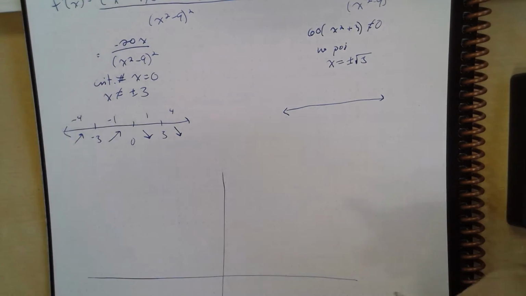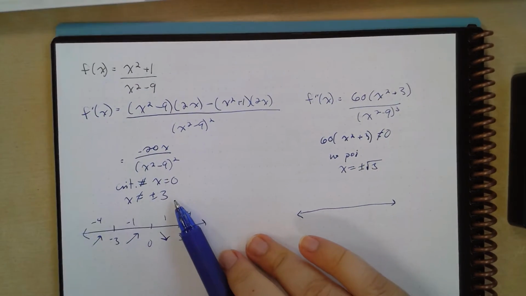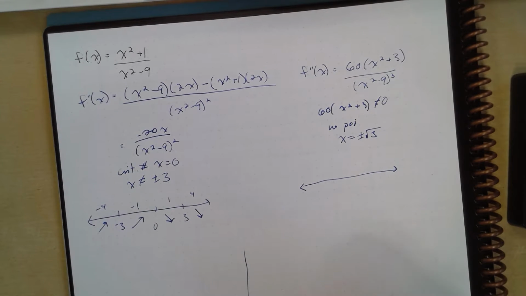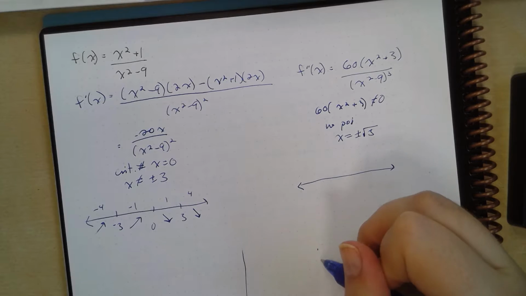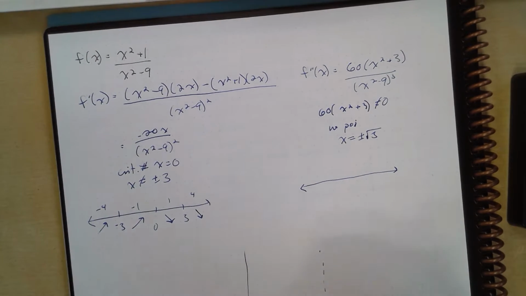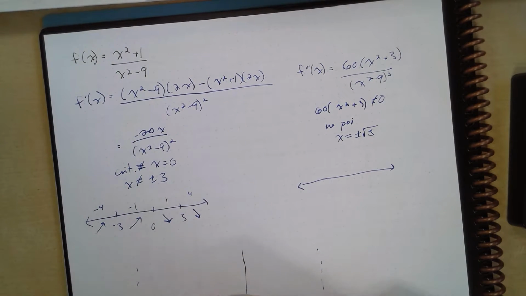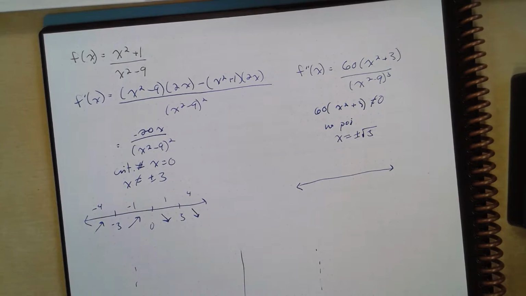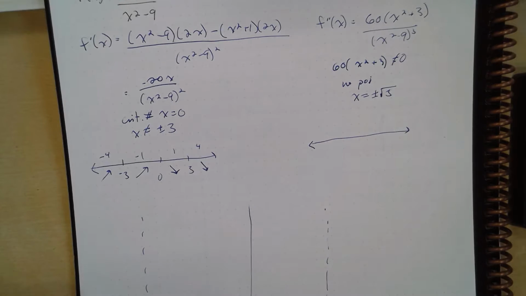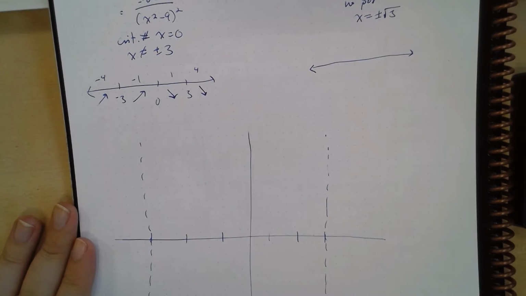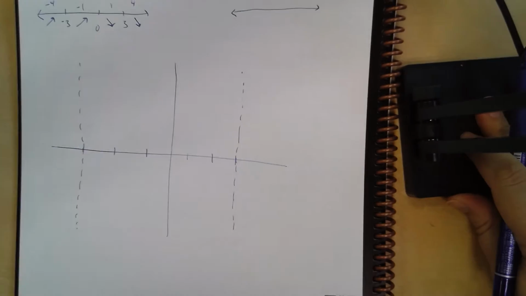We've got our graph here, and we've already talked about how x cannot be equal to plus or minus 3. So at plus or minus 3, that's when we're going to have our vertical asymptotes, right? So we've got a vertical asymptote here. We've got a vertical asymptote here. Okay. Can you see all of this? I might have to zoom out a little bit.